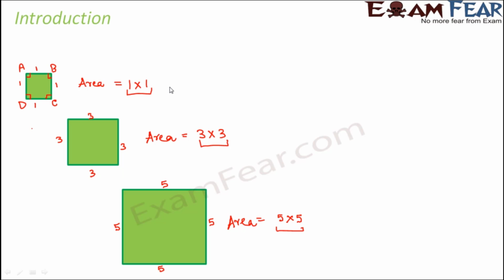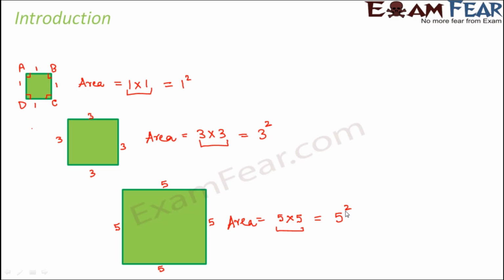Like 1 into 1 is nothing but 1 square. This is how we read it. And this can also be read as 1 to the power 2. So when we say 1 to the power 2, that means 1 is multiplied by 1. That is 2 times there are 1 which are getting multiplied. 3 into 3, this can be written as 3 square, which is 3 to the power 2. Similarly, 5 into 5 can be written as 5 square or 5 to the power 2.